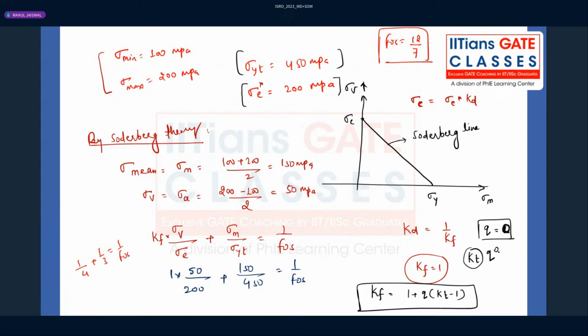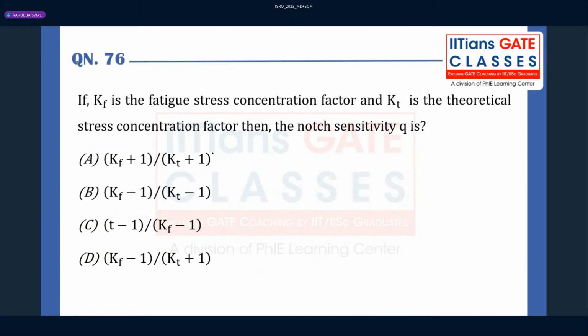Or it may be that the Kt value is equal to 1, for example. In that case also, we have Kf equal to 1. It depends on the data, which is not very clearly given. Kf equal to 1 means insensitivity to notches. I will explain that, because we have a separate question based on notch sensitivity.